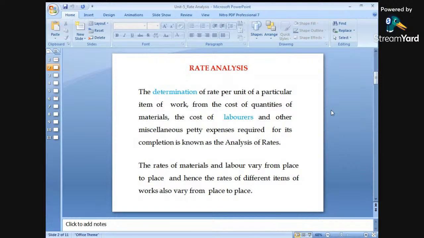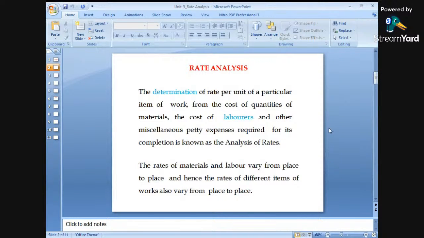First of all, what is rate analysis? The rate analysis is nothing but the determination of a rate per unit of a particular item of work. That means we are finding out with the help of the rate analysis what is the cost of a particular item of work. Suppose PCC is an example, or RCC is an example, or brickwork is an example. So how to find out the cost of that particular item of work? The determination of a rate per unit of a particular item of work from the cost of quantities.